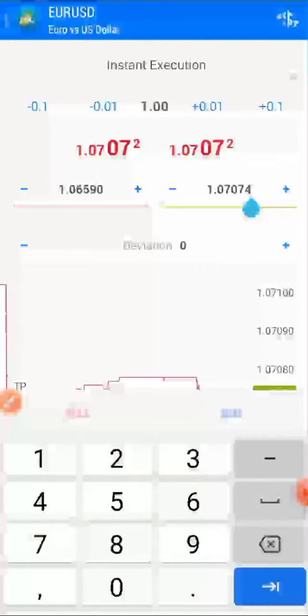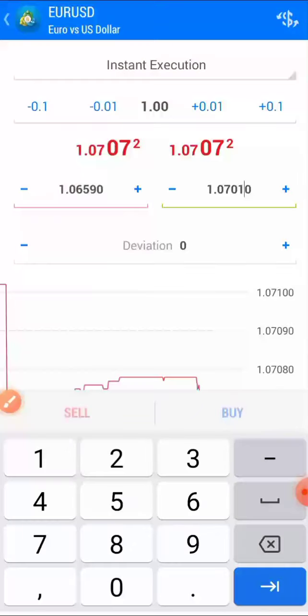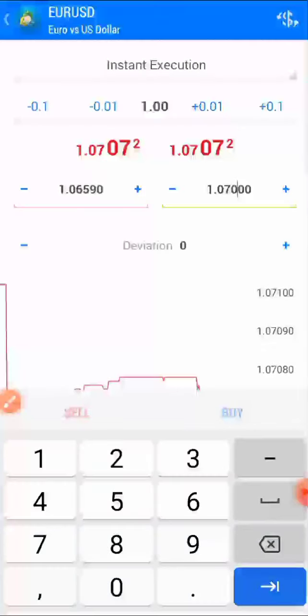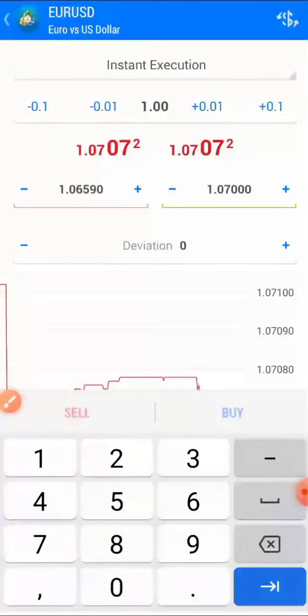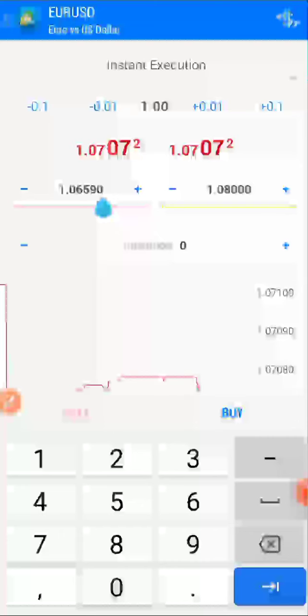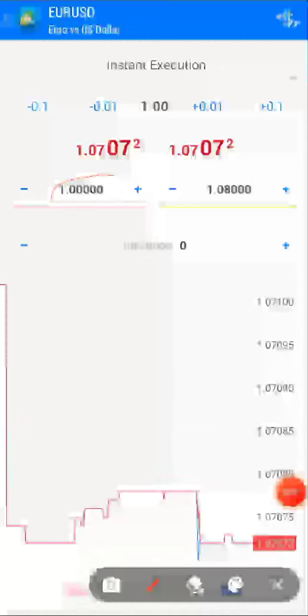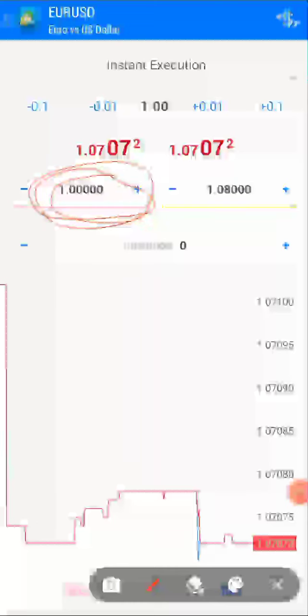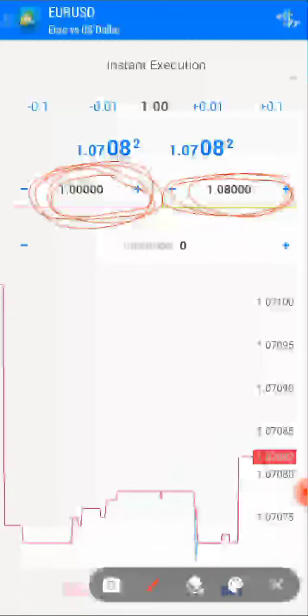Just choose a price, 1.701 for instance. Let's say 1.8, for instance. Now let's say this is our stop loss. The price you're putting here is your stop loss price. That's the stop loss level, and the price you're putting here is your take profit level.